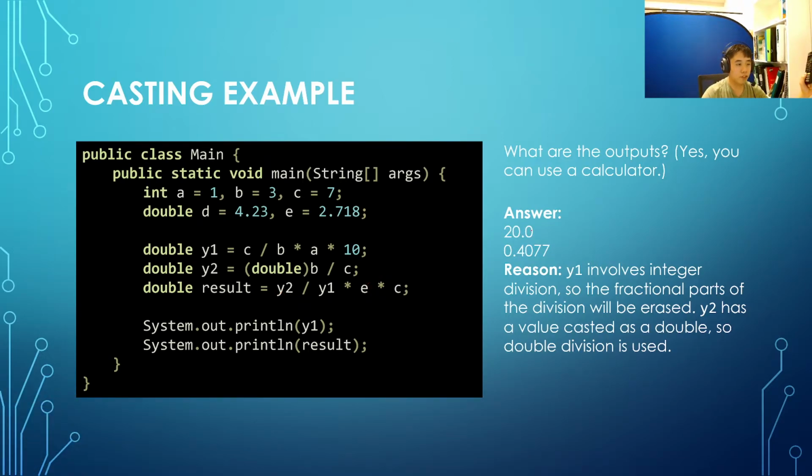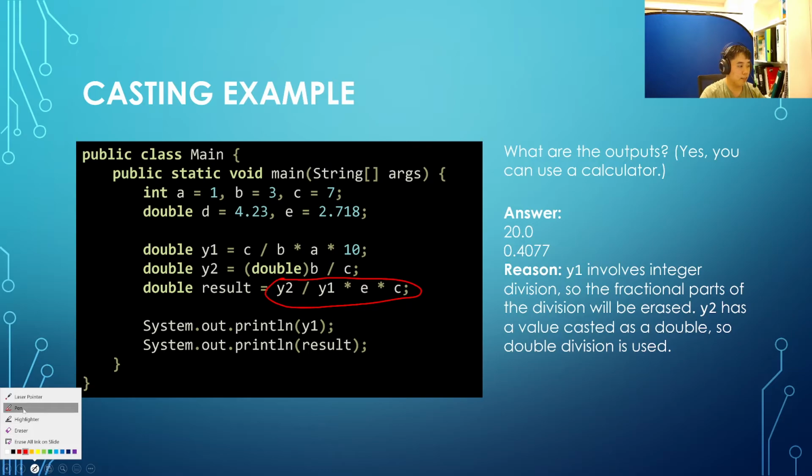So the first one is 20. Of course, you got it right, because that's integer division, so all your fractional parts are erased before you cast it as a double. Then you have y2. Why did I write y2? Well, okay, that is y2. And then you just plug in the numbers for the result, and that's about it. Let me go ahead and use an eraser, and let's move on.